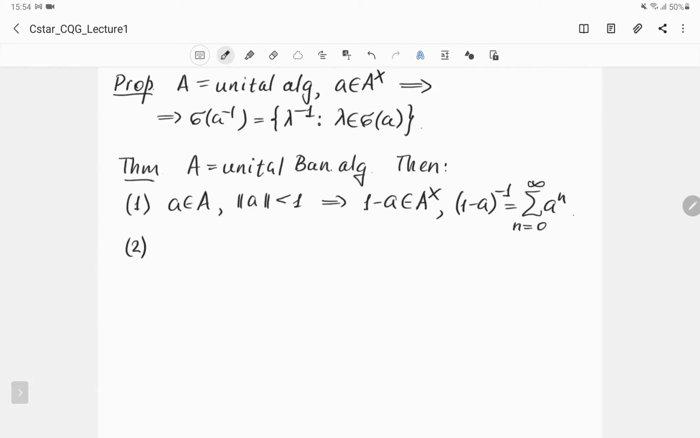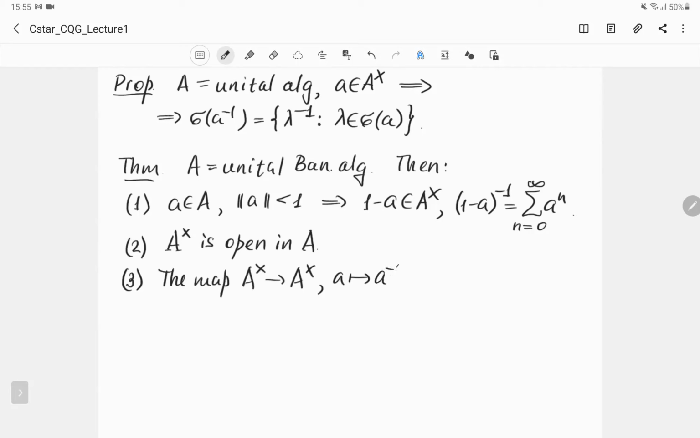The second result is actually a corollary of the first result, and it tells us that the multiplicative group of A is an open subset of A. And finally, the inversion map, the map from A cross to itself, which takes each element little a to little a inverse, is continuous. So these are the basic properties of the multiplicative group of a Banach algebra.